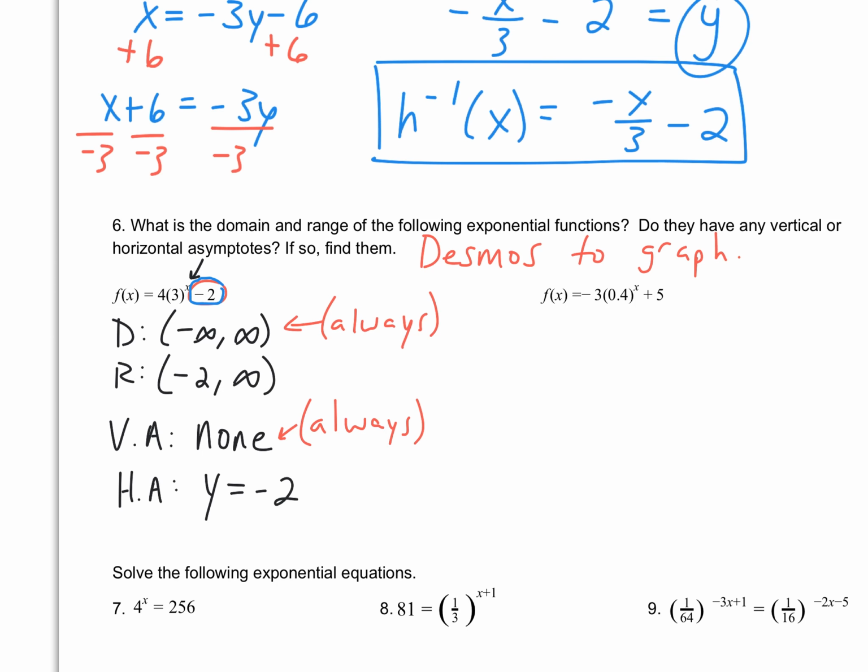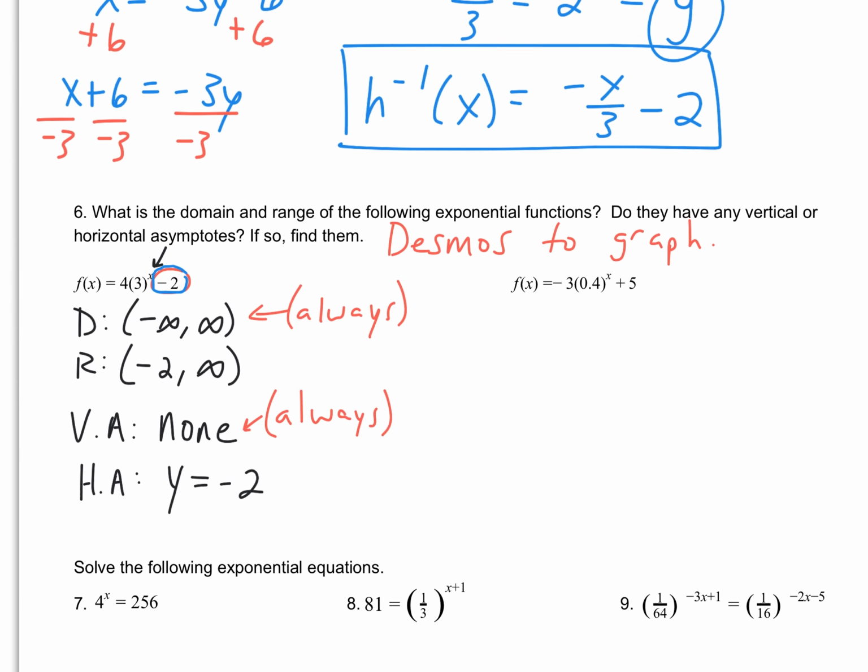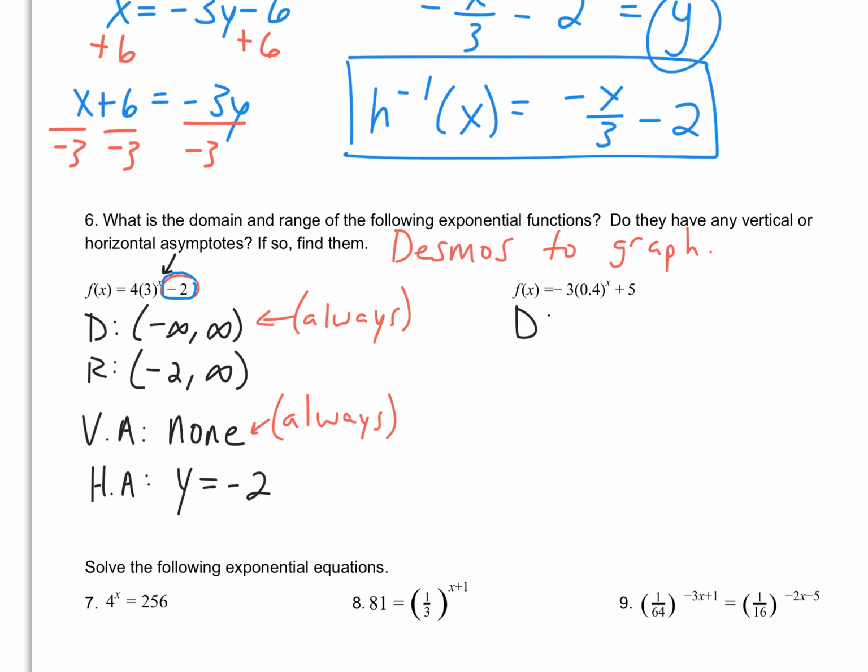Our second example, domain: all real numbers, -infinity up to infinity, always the case. Our range, again, has to do with the number we're adding at the end. In this case, because it's a negative, it's going to open down, which means it's anything from -infinity up to 5. So from -infinity to 5.